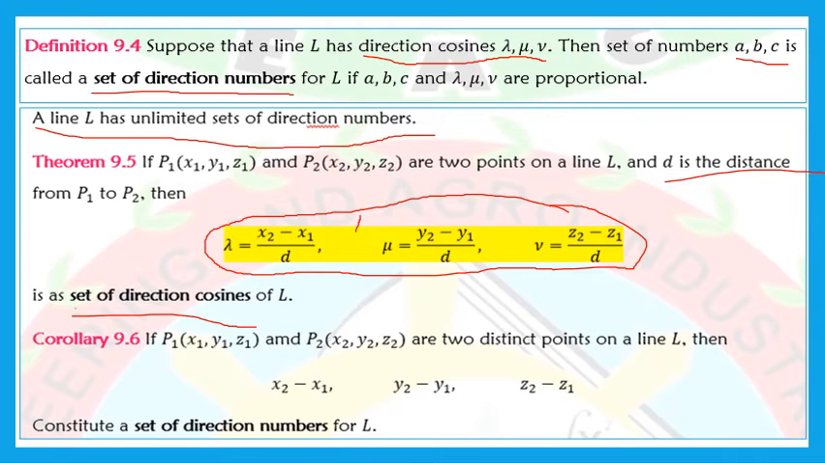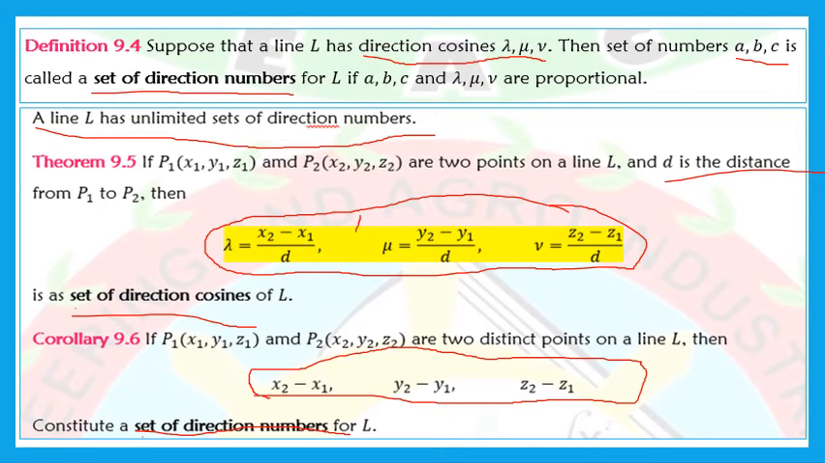So, corollary 9.6: if points P sub 1 and P sub 2 are two distinct points on the line L, then x sub 2 minus x sub 1, y sub 2 minus y sub 1, z sub 2 minus z sub 1 is a set of direction numbers. Okay, so ito na yung final na set of direction numbers. Si x sub 2 minus x sub 1, y sub 2 minus y sub 1, at saka z sub 2 minus z sub 1.